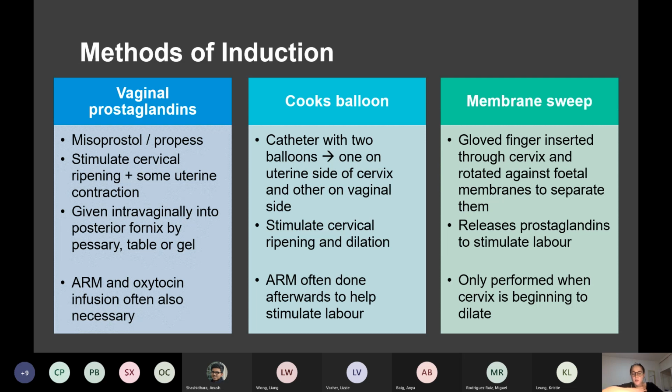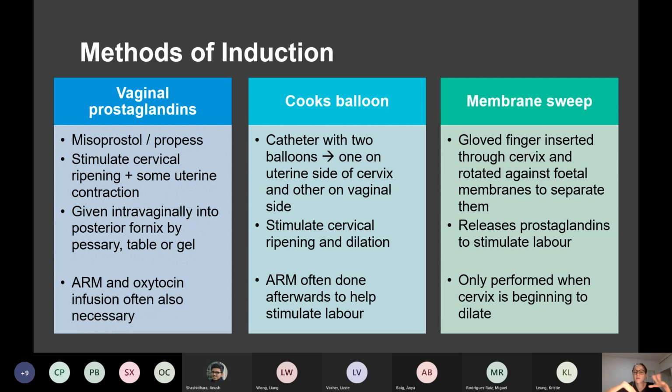So the next method is a Cook's balloon. I don't think this is very commonly used, but I've put it in because I saw it used quite a few times at the Free when I was there. But I don't know how actually common it is. I don't know if that's just because one of the regs there just liked using it, so she used it a lot rather than giving the Propess or the misoprostol, which is the most common.